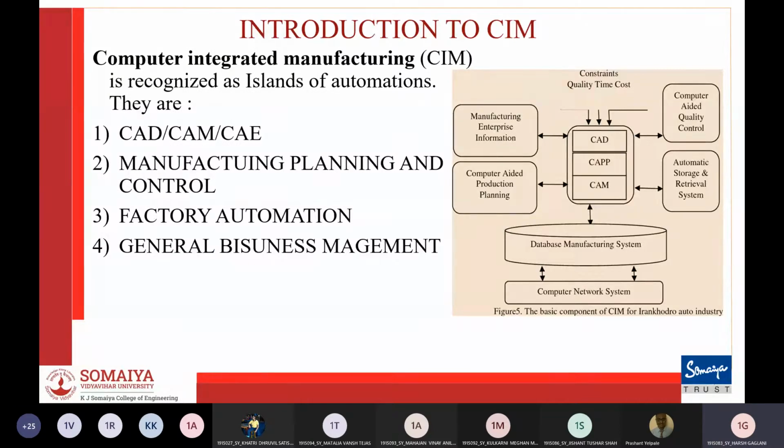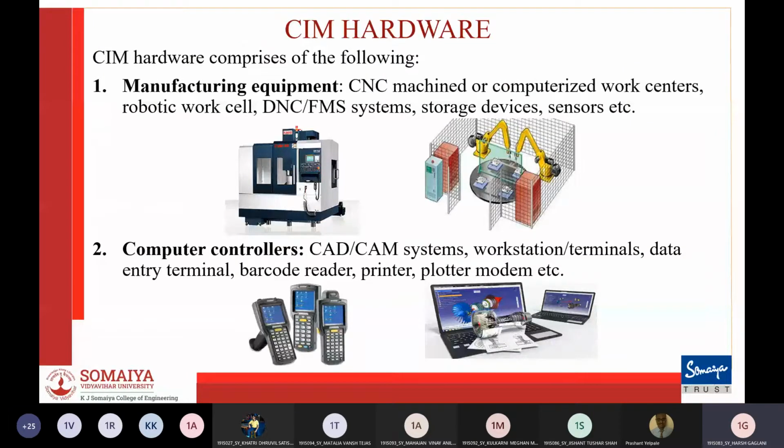So CIM, which is computer integrated manufacturing, is an island of various automation processes like computer-aided designing, manufacturing, engineering, planning and control, factory automation, and general business management, which comes under supply chain management and other things. So now we'll go to the hardware part of computer integrated manufacturing.